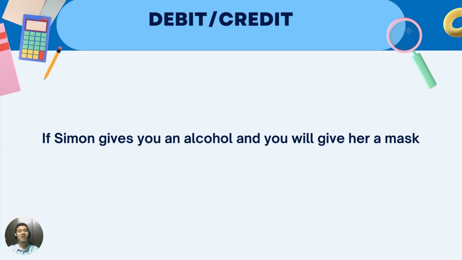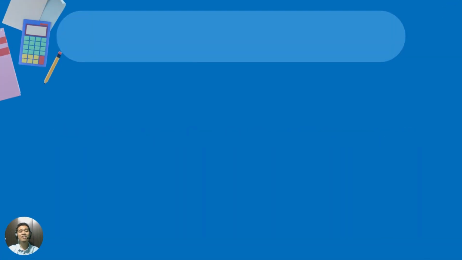So, let's apply the rule of debit and credit, but this time, it is not a business transaction. Let's say Simon gives you an alcohol and you give him a mask. What should be the entry? You received alcohol from Simon, and in exchange, you gave him a mask. What should be the entry?